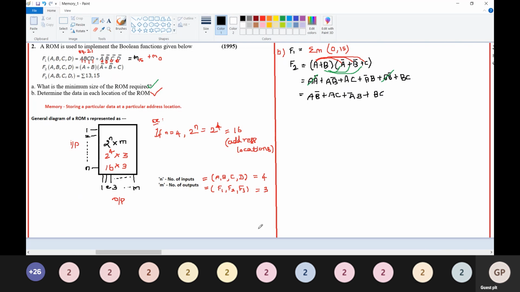Now I will be solving this by inserting the missing letters. AB' into (C plus C'), the missing letter being C, because C plus C' is equal to 1. Next, AC into (B plus B'), since B is missing. Next, here C is missing.